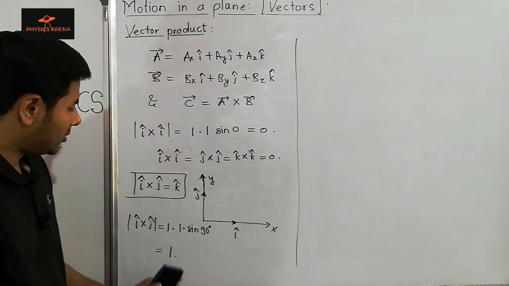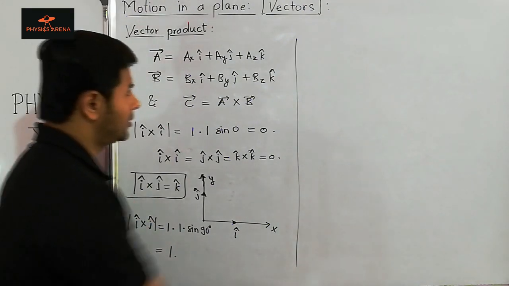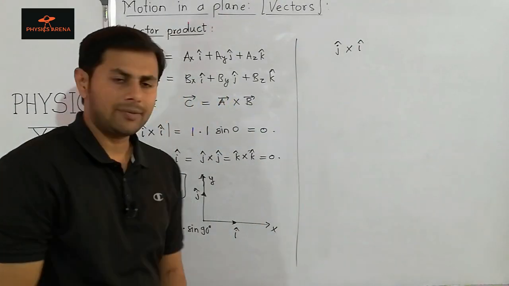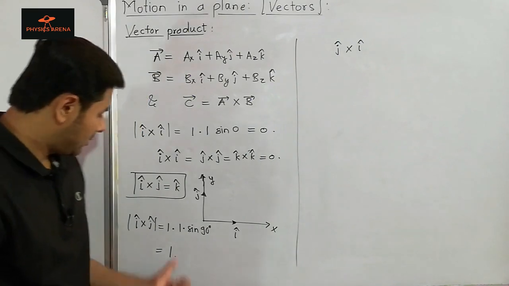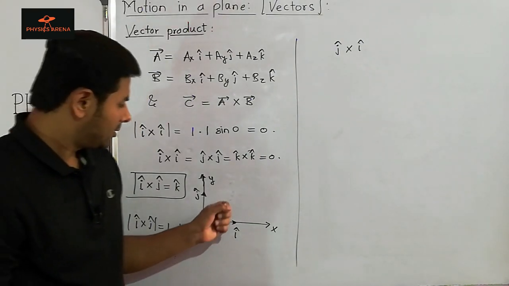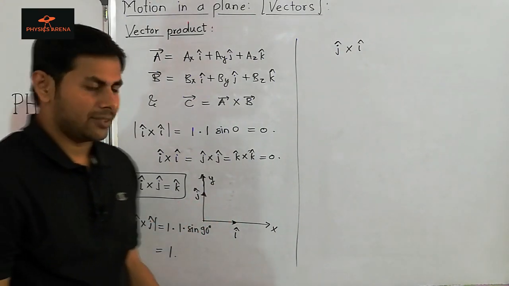Okay, what about j cross i? What will be j cross i? It's clear that the magnitude will be the same, 1 into sine of 90 degrees. But what will be the direction?